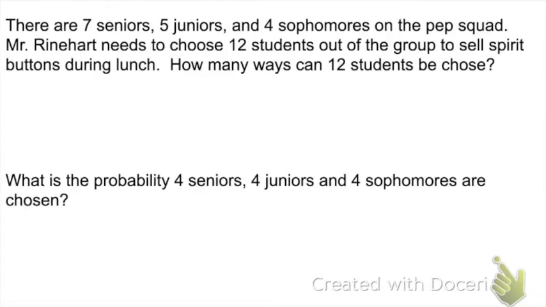Here's a combination problem. There are 7 seniors, 5 juniors, and 4 sophomores on the PEP squad. Mr. Reinhardt needs to choose 12 students out of the group to sell spirit buttons during lunch. How many ways can 12 students be chosen? And here we don't care about order. We don't care if they're seniors, juniors, or sophomores. We just want to pick 12 of them.